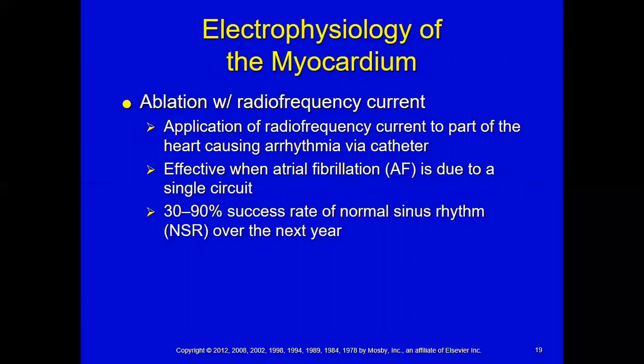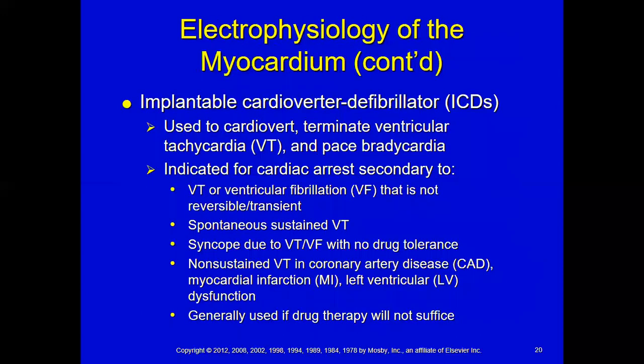So it's successful, like they say here, 30 to 90% of the time over about a year. Some people a little more, some people a little less, but they'll really monitor them to make sure that they're not having more irritable circuits, irritable cells outside the normal conduction system, okay?